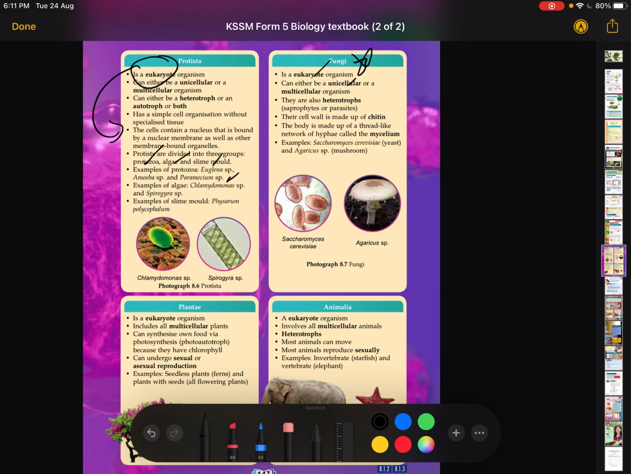And then the next one is fungi. Fungi is probably the most important one in this chapter. So it is eukaryotic. It can be unicellular or multicellular. For example, unicellular would be yeast. It says here yeast. And then mushroom would be the multicellular type. And they are heterotrophs. Heterotrophs means that they cannot produce food by themselves. They have to obtain food from somewhere else. And the main difference about them and other types is that they have a cell wall made out of chitin. So plants have cell walls made out of cellulose, and others have cell walls made out of peptidoglycan. But fungi have cell walls made out of chitin.